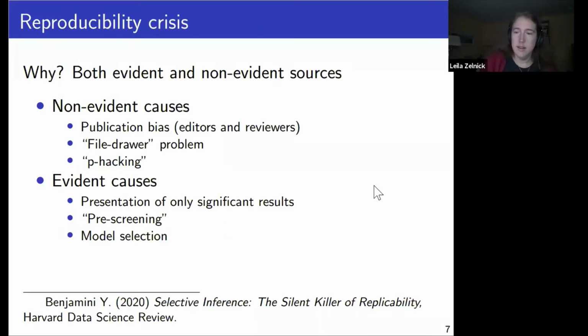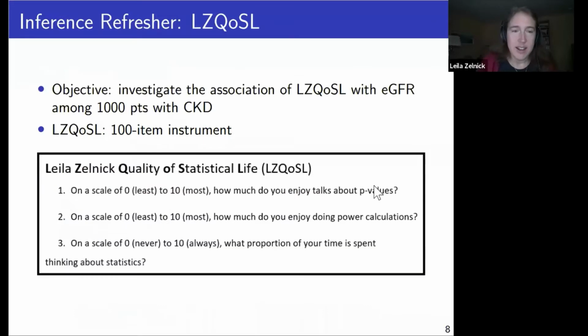Okay, so we'll give a little example. So let's say that my objective is to investigate the association of a new instrument called the LZQOSL with EGFR among 1,000 patients with CKD. So this LZQOSL is a 100-item instrument. In the purpose of time, I've only given you the top 3.